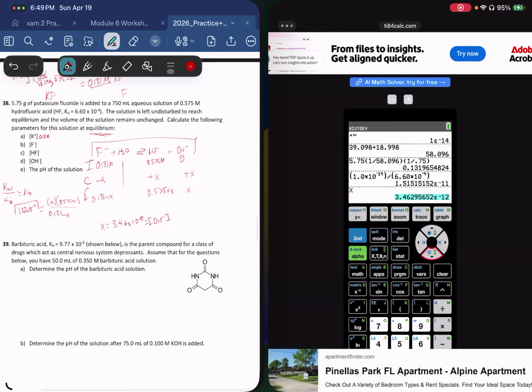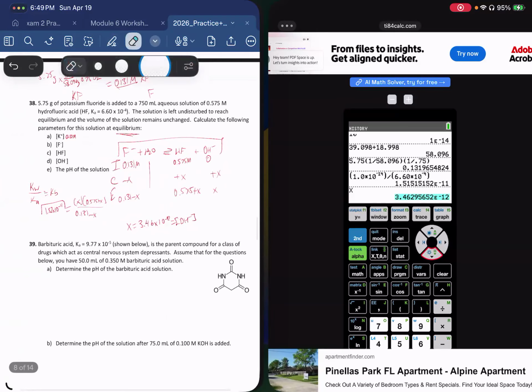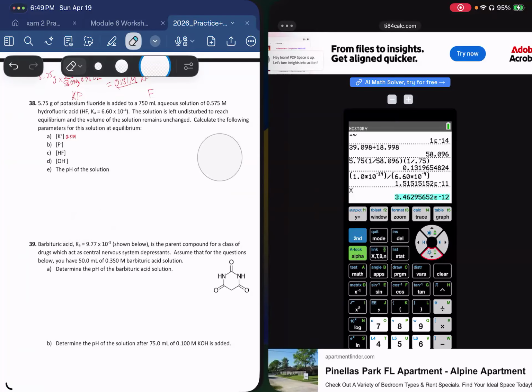Oops, that's my bad, guys. I don't know why my way wouldn't work, but I guess it's because HF is remaining in the solution initially, and then you add the F minus, and because HF has a greater concentration than F minus, we should just consider the Ka. Sorry about that, I kind of confused you guys a bit.